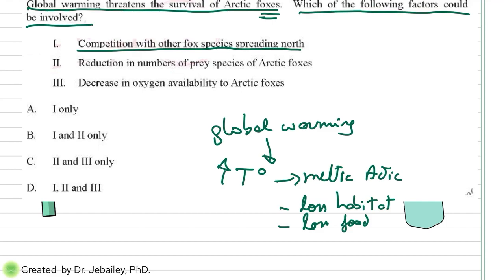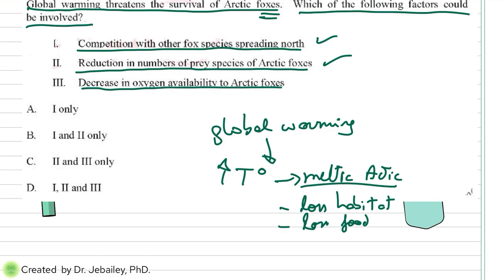That's possible. The reduction in numbers of prey species for the Arctic foxes. That is also possible, right? Because there's less prey for them to eat, which is basically the food. And then decrease in the oxygen availability in the Arctic. Now, oxygen doesn't matter. If you melt the Arctic, it doesn't mean that there will be less oxygen in the air. So this has nothing to do with it. So the only two answers will be 1 and 2, which is B.